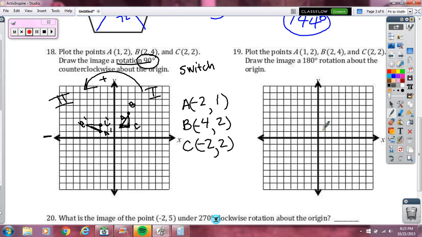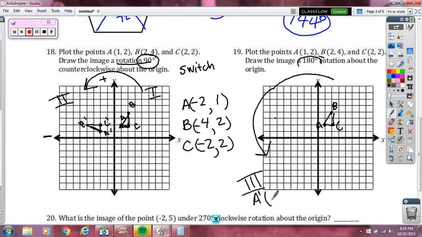This second one is exactly the same original shape, but instead of doing a 90-degree rotation, we're doing a 180-degree rotation. With 180-degree rotations, it's like we took this and we just turned it upside down. So 180 degrees is going to put me 2 quadrants over, down here in quadrant 3, where all my points are negative.